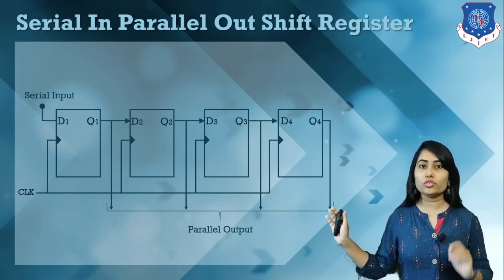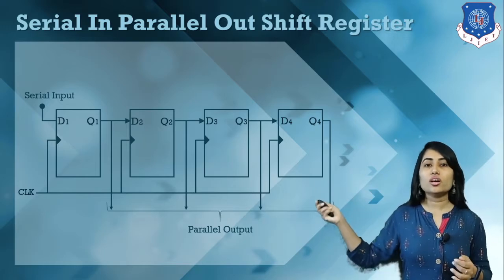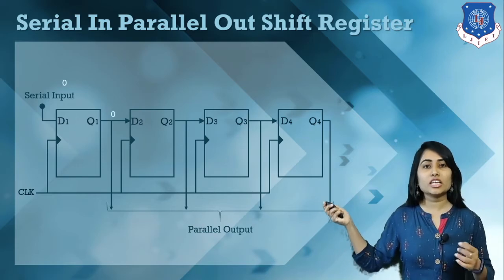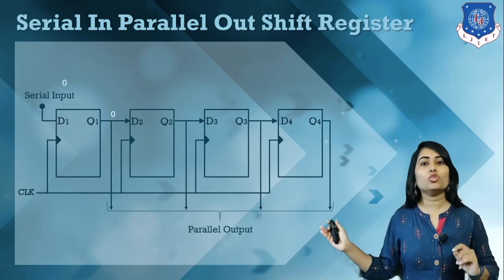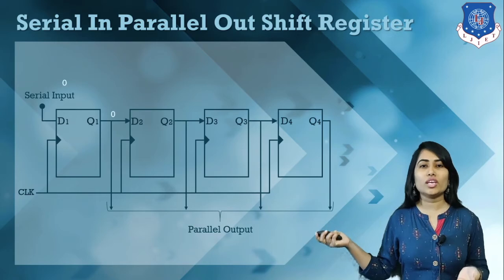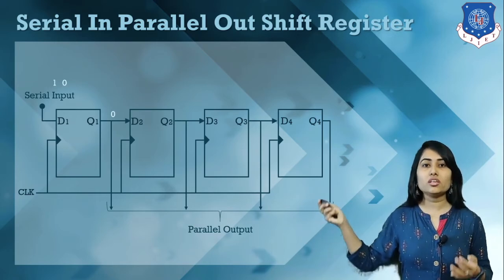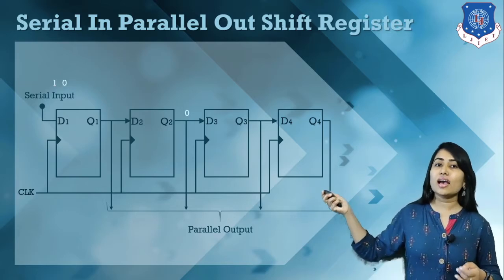Okay, after 4 clock pulses our data is present at the output side. So here, if we entered our data 0, this data is present at the Q1 side. At the Q1 stage we know that we have a 0, and at Q2, Q3, Q4 we have nothing right now. Then next our data is present, that is 1, so this 0 is shifted.